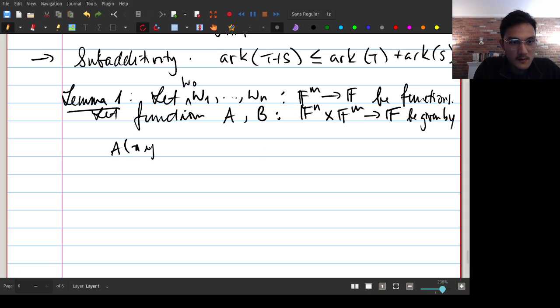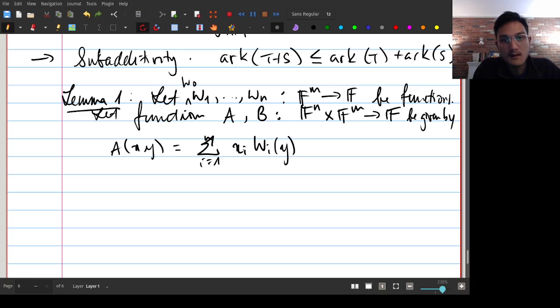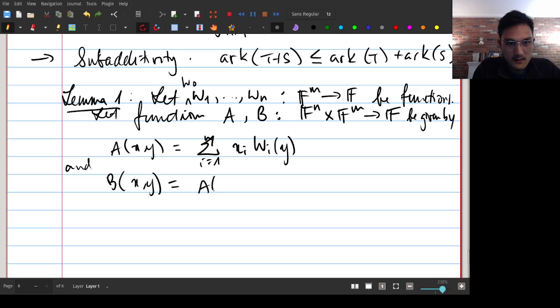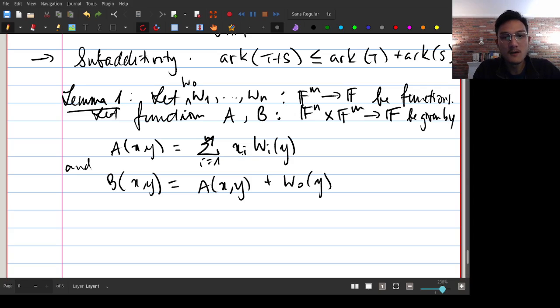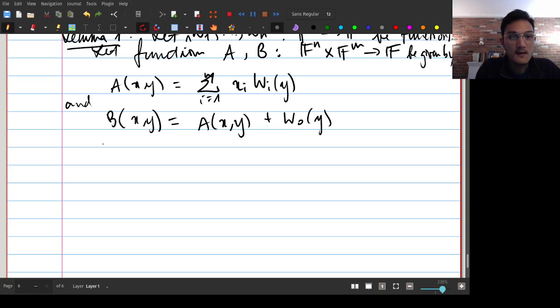A(x, y) is the sum from i equals 1 to n of x_i w_i(y), where x_i is the ith coordinate of x, so x is a vector in F^n. And B(x, y) is A(x, y) plus w_0(y). So A has a sum that depends on both inputs x and y, but B has this term that doesn't depend on x at all.